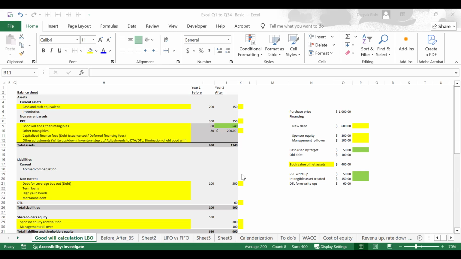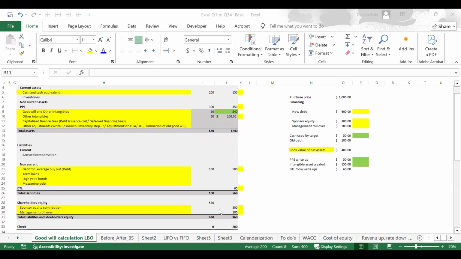And yes, if you ask me why the balance sheet doesn't match, yes, it's correct that the balance sheet doesn't match. The after balance sheet doesn't match because these are only transactional adjustments, not a full rebuild of the balance sheet.